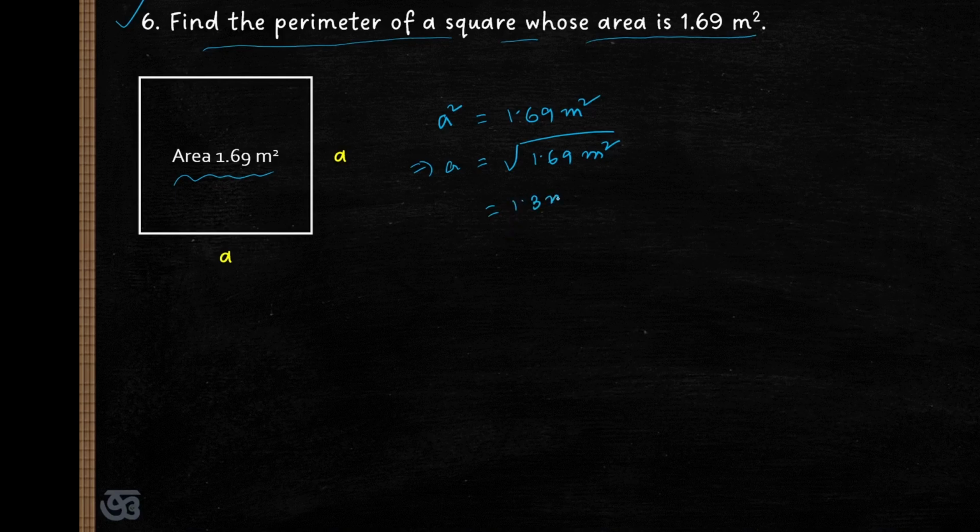So meter square becomes meter. Side of the square is 1.3 meter. Now you have to find out the perimeter. So perimeter is equal to 4a. So 4 multiplied by 1.3 meter, and this is equal to 5.2 meters.